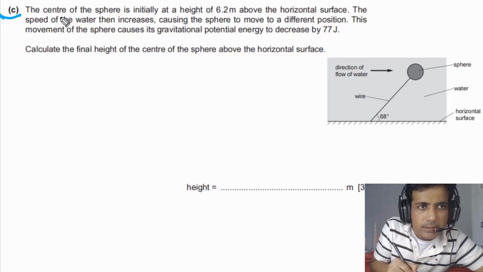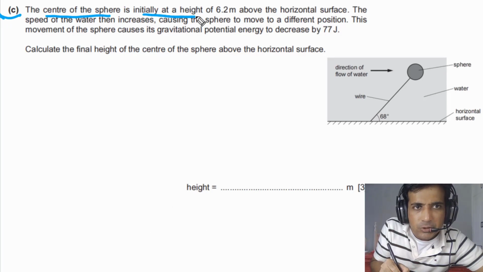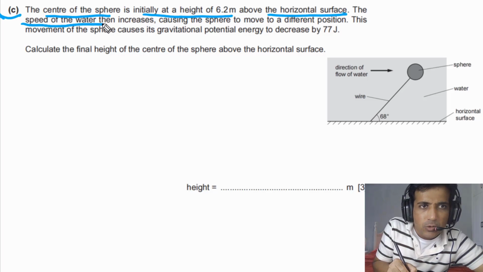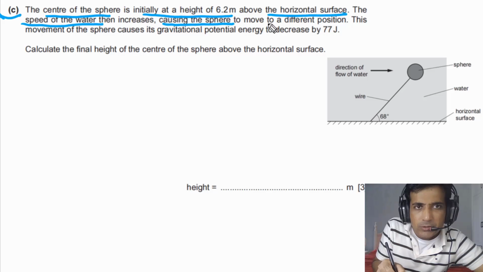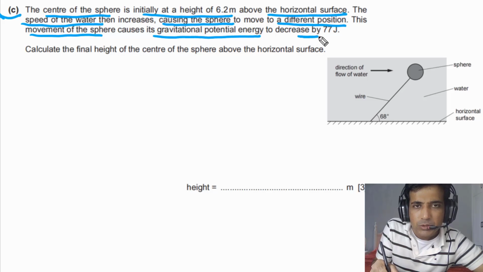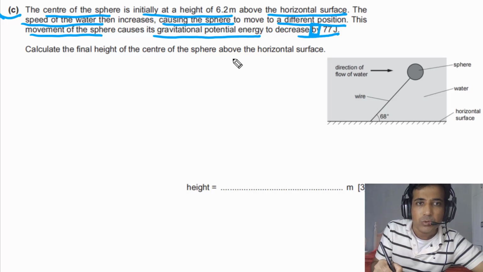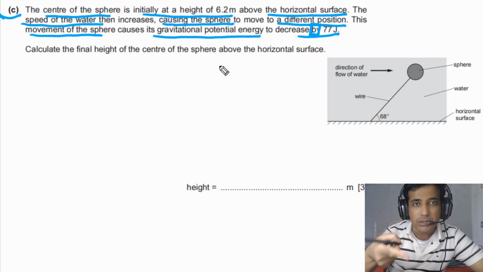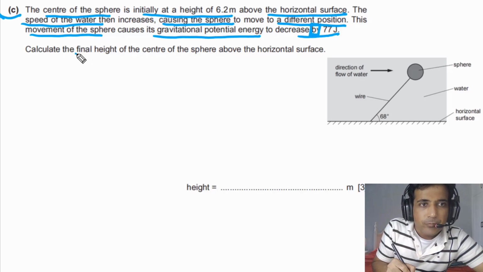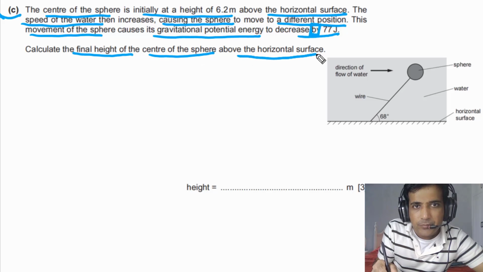For part C, it is given to us the center of the sphere is initially at a height of 6.2 meters above the horizontal surface. The speed of the water then increases, causing the sphere to move to a different position. This movement of the sphere causes its gravitational potential energy to decrease by 77 joules. So you need to understand decrease by. So it decreases by 77 joules. Not decreases to, decreases by. So very important point. We need to calculate final height of the center of the sphere above the horizontal surface.